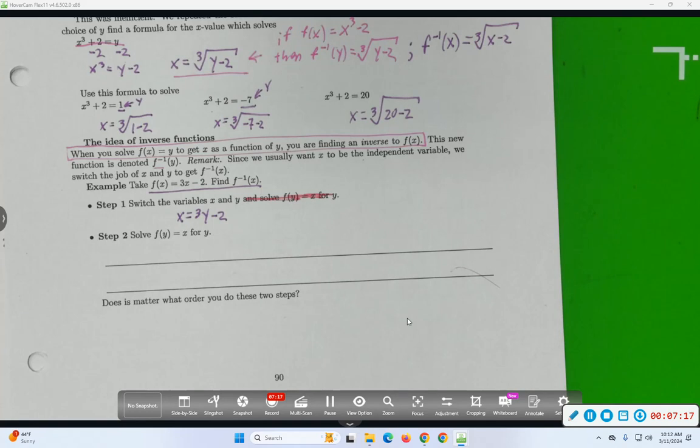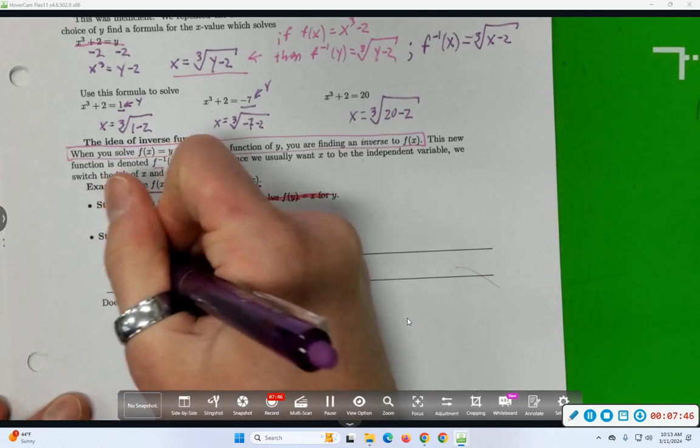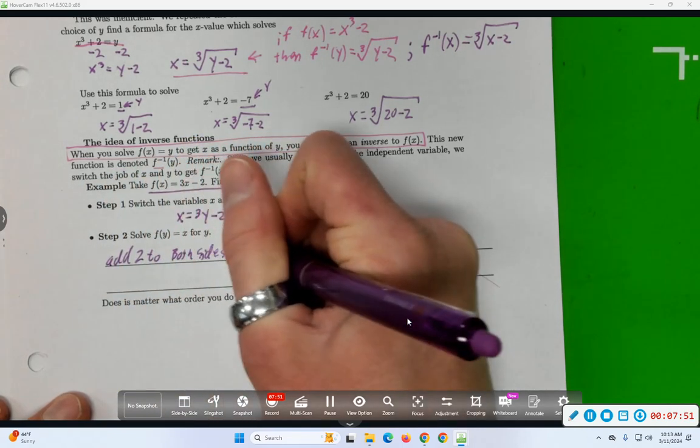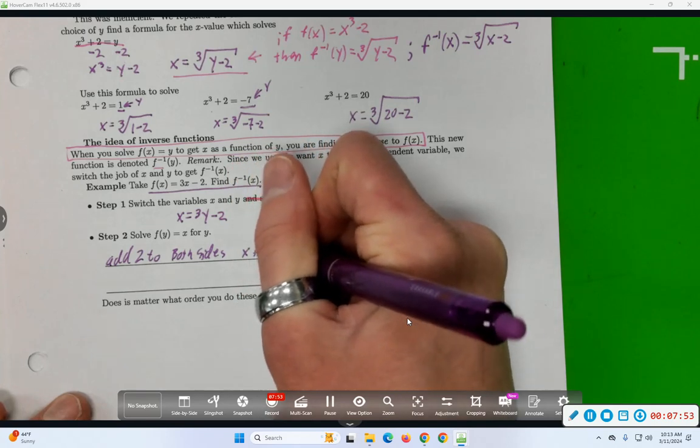Cool. I'll pause for a moment. If anyone wants me to talk through the algebra of solving that for y, I can. Oh, cool, then I will. So, to solve for y, I want to undo everything that's on the y side of the equation. So it seems like a good first step is to add that 2 over. Let's add 2 to both sides. That'll give me x plus 2 equals 3y.